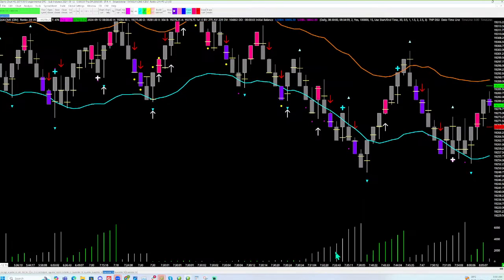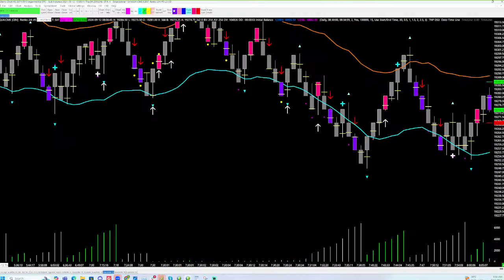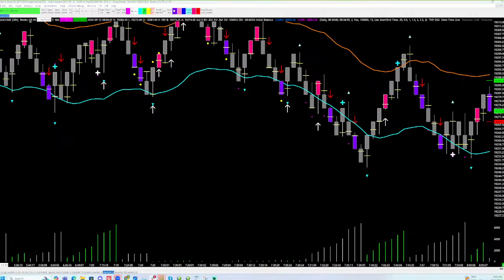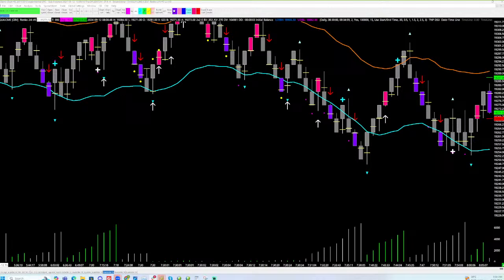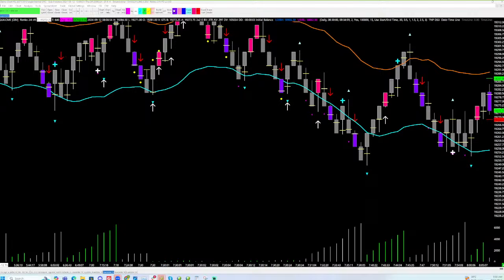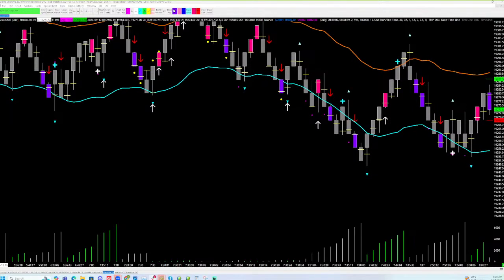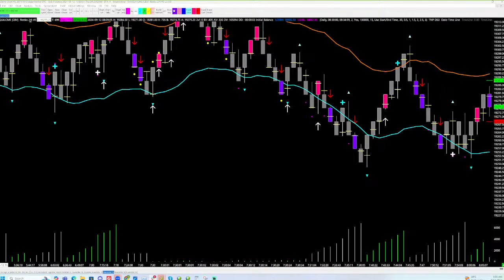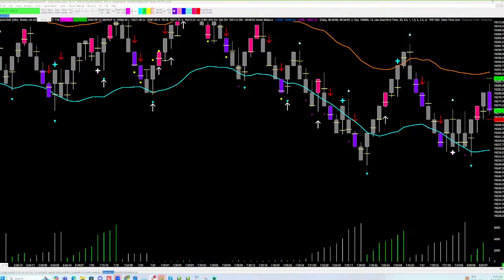Everyone can hear me, volume, audio, all that's good, correct? Everyone now should have that. It's called the POC 30-minute POC profile or something like that. Everyone should have that.